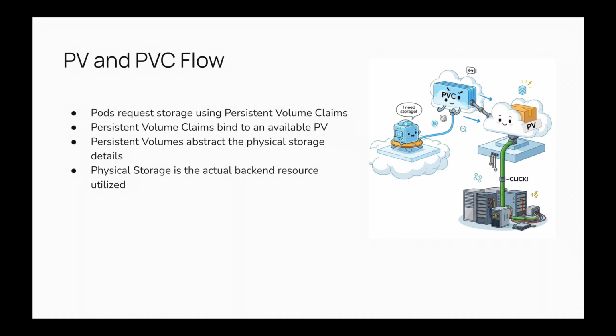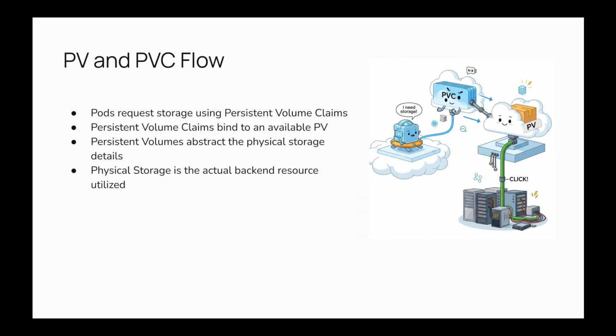A PV is an administrator resource. It captures the details of the underlying storage, whether that's an NFS share, a host path, or cloud provider storage block. A persistent volume claim, or PVC, is a request for storage made by a user or application. This is a namespace-scoped resource like a pod. It's a demand for storage. A PVC says, I need 1 gigabyte of storage and I need to be able to write to it. It doesn't know or care how the storage is provided. It just makes the request.